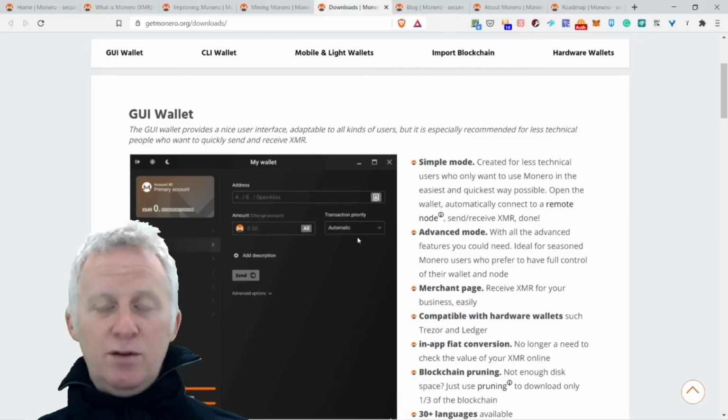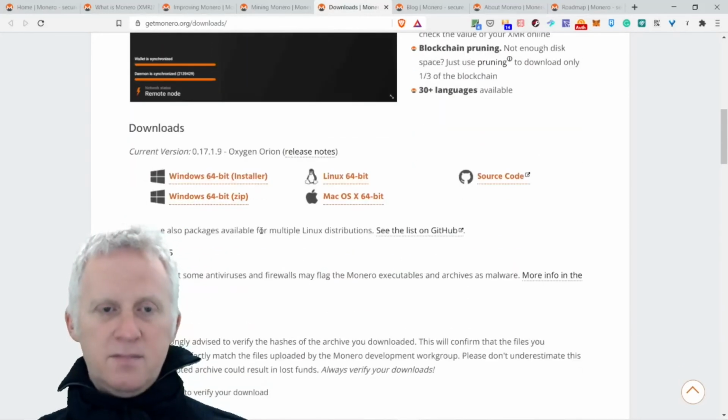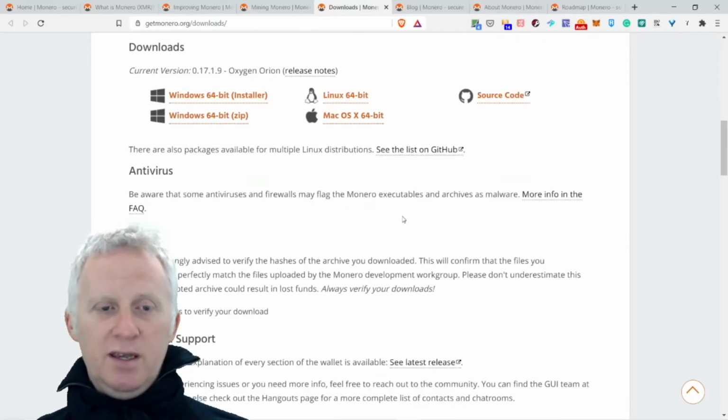So you need to download it if you want to interact with the blockchain and converse with hardware wallets such as Trezor easily. So this is the one you need to probably install if you have a Ledger wallet. So you can download the current version for Windows, with support for Linux, macOS, and source code. And be aware that some antivirus and firewalls may flag the Monero executable as malware. More info in the FAQ.